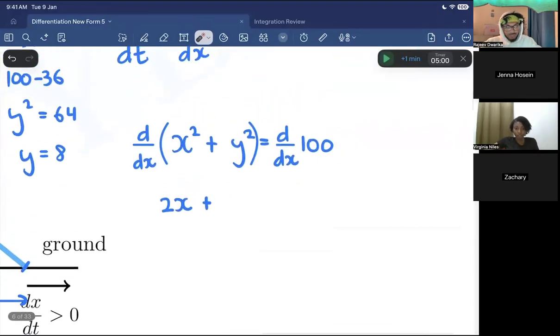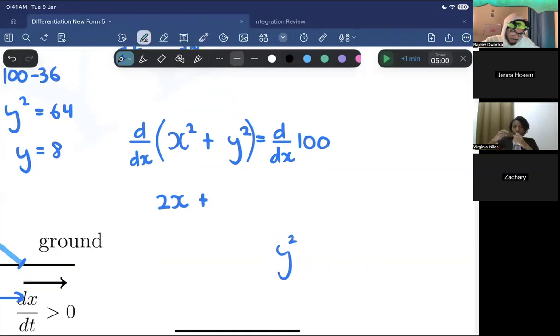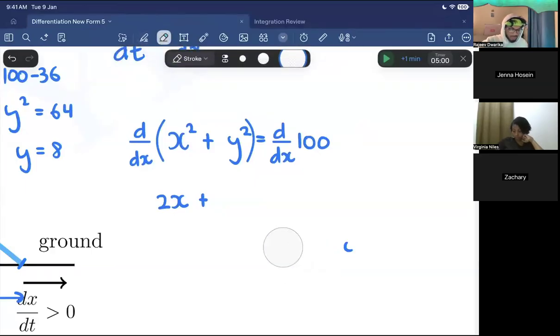So Zachary, now we have to differentiate y squared with respect to x. Let me explain something. We don't know this, but what if y squared was equal to something like 5x? The point I'm trying to make is y squared could be a function in terms of what? In terms of x. Exactly, and we're going to treat it as such.